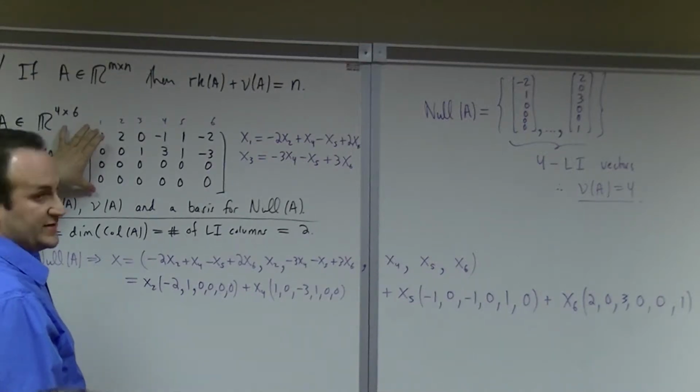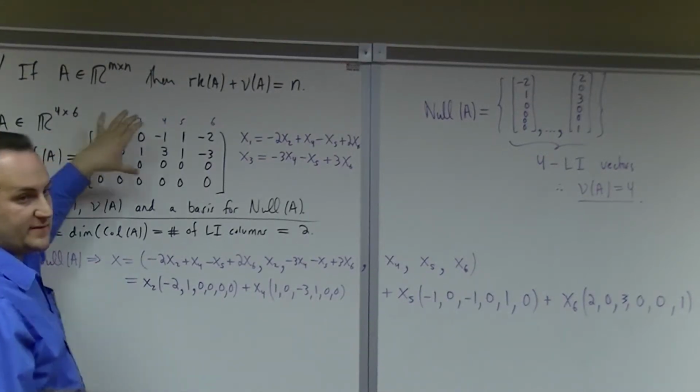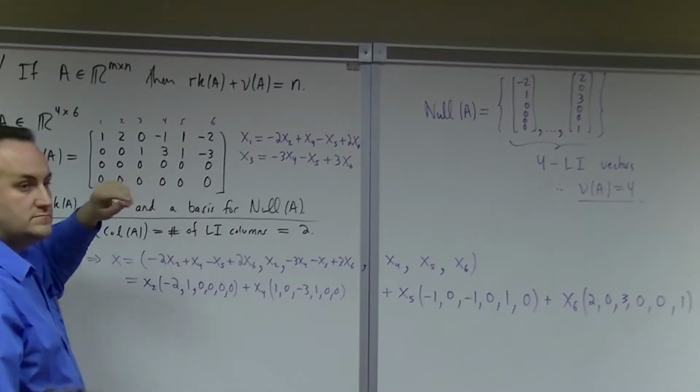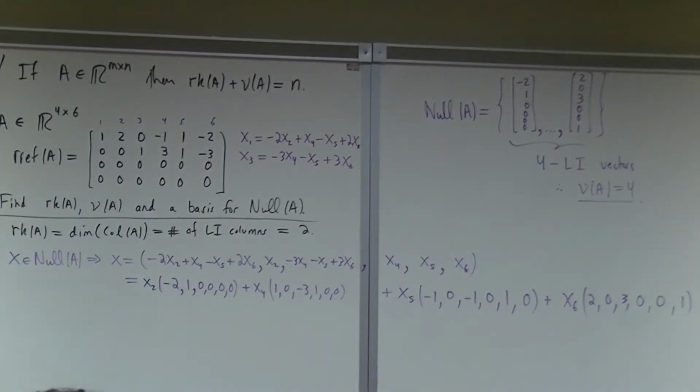Because I'm writing x1 in terms of everything else except for x3, only the non-pivot columns will show up in that. So pivots plus non-pivots, that's everything, which is n. That's the rank-nullity theorem too.